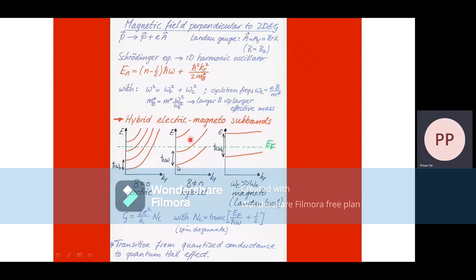And so eventually, if you keep increasing the magnetic field further and further, you can even cross over to the quantum Hall regime, where the plateaus turn into the edge states of the quantum Hall regime, right?